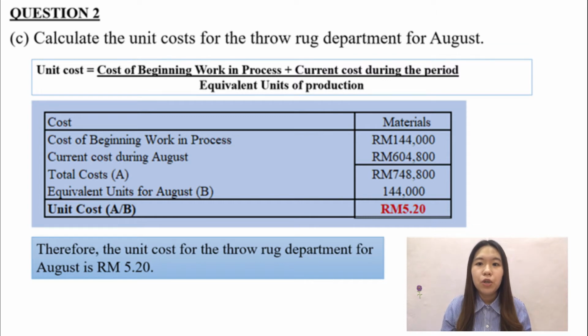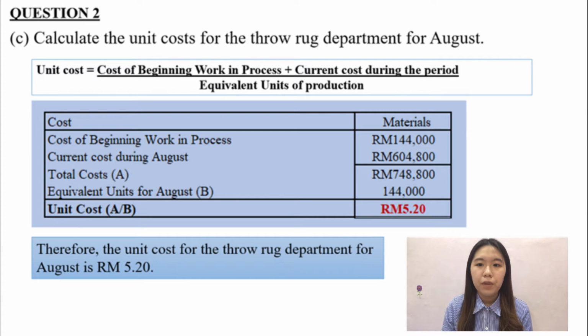Next, question 2c asks to calculate the unit cost for the Chorak Department for August. The formula for computing the cost per equivalent unit is adding together the cost of beginning work in process and the current cost during the period. Then, divide by the number of equivalent units of production. Let's look at the calculation of the cost per equivalent unit.